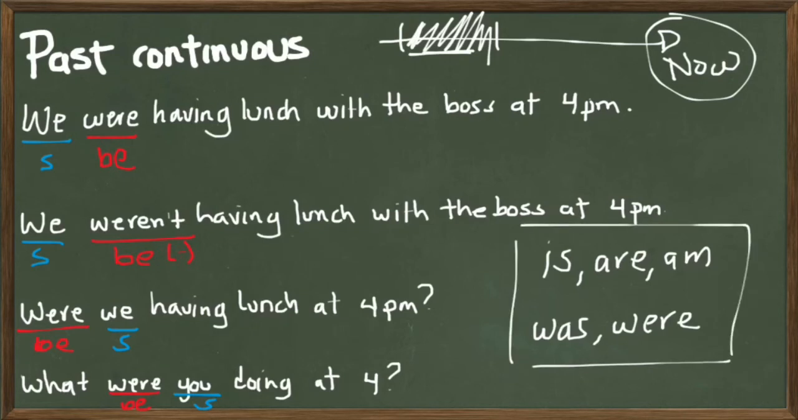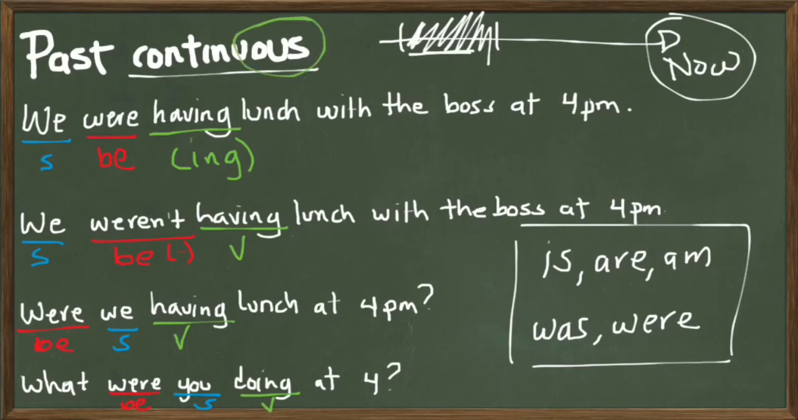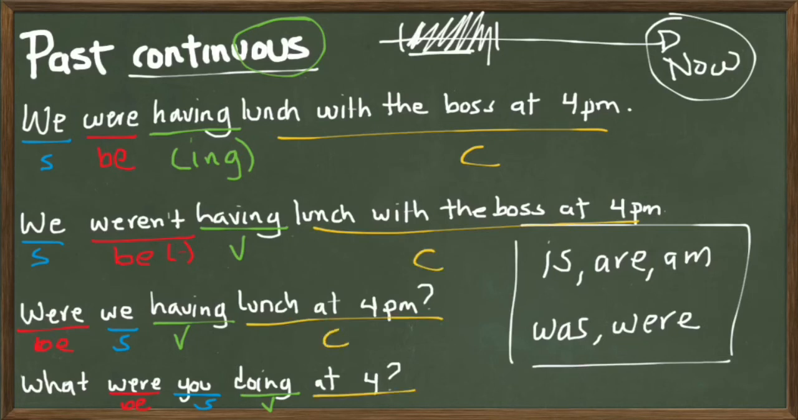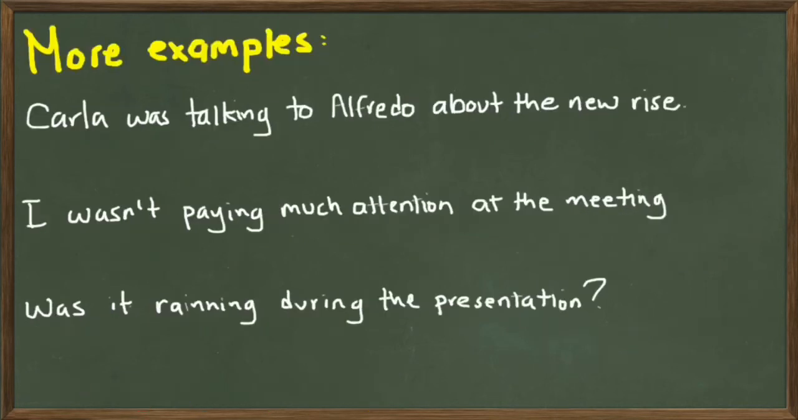Now, every time we refer to continuous tenses, we will always have a verb plus ing. Having, and doing. Ing verb, ing verb, ing verb, ing verb. That's why it's called continuous, because we're talking about progress, something in progress. Alright, don't forget that the rest of the sentence is taken as a complement. Now I'll show you more examples of this.